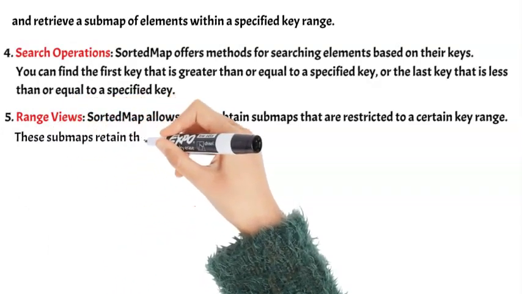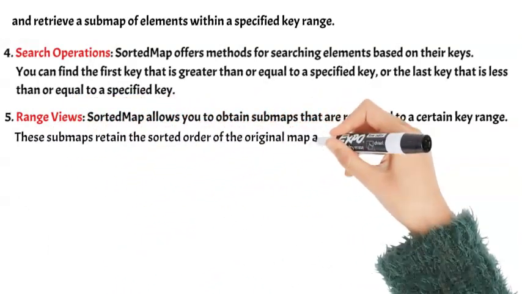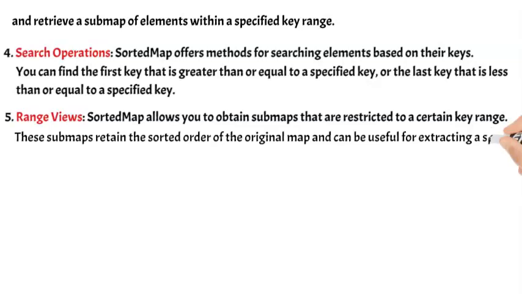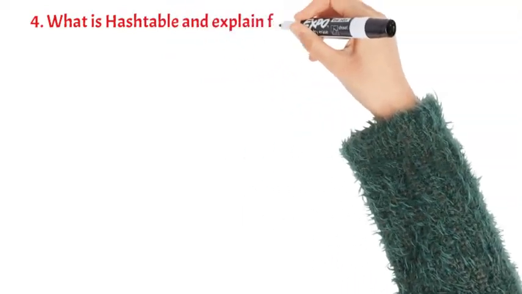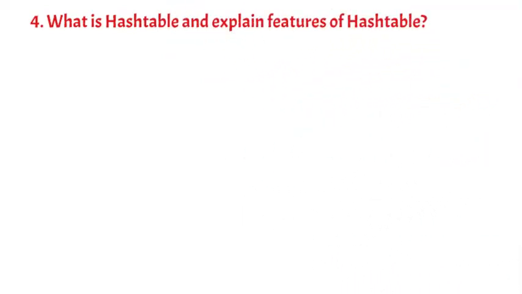These sub-maps retain the sorted order of the original map and can be useful for extracting a specific range of elements. 4. What is HashTable and explain features of HashTable.